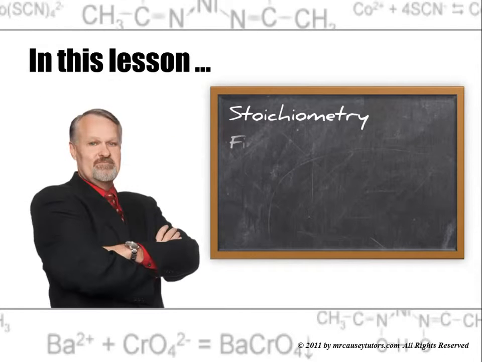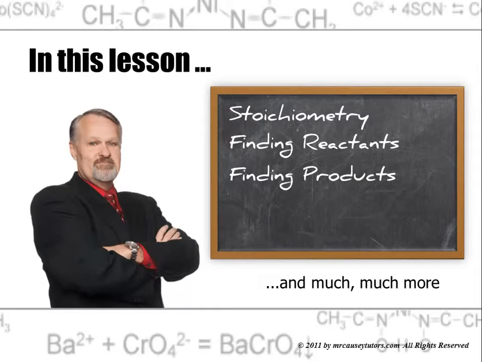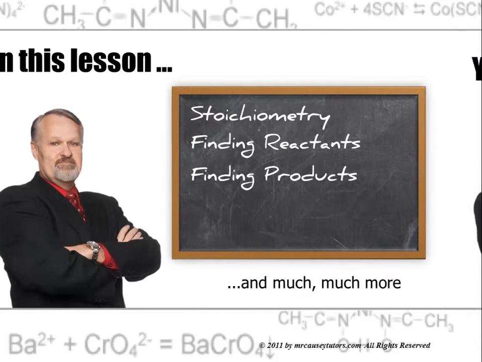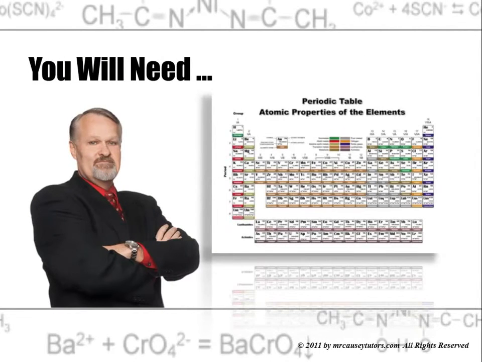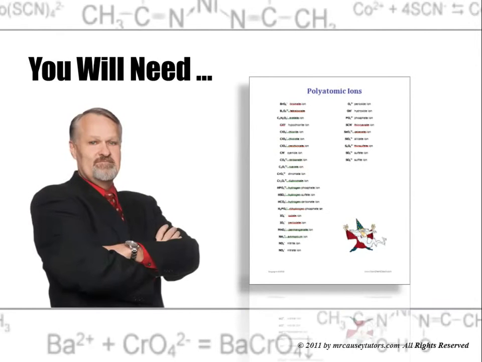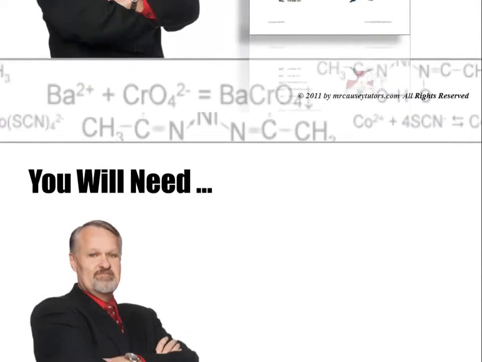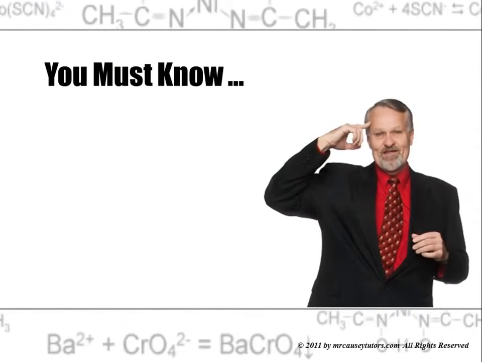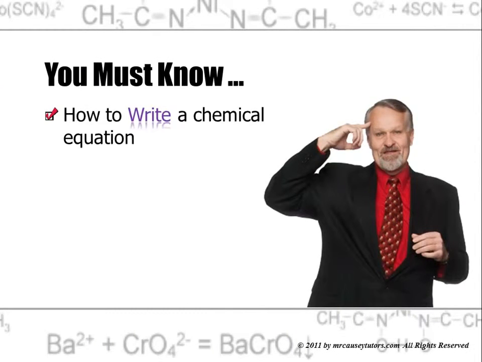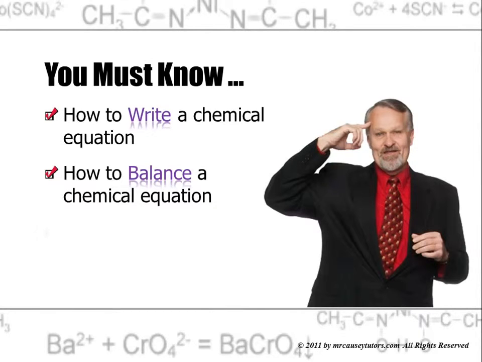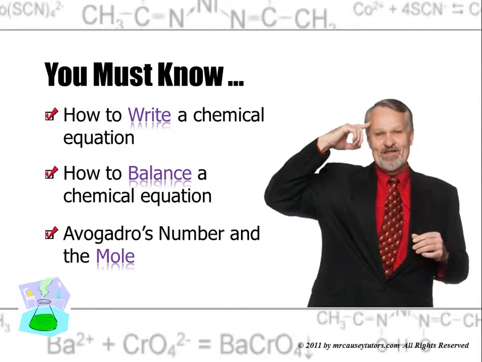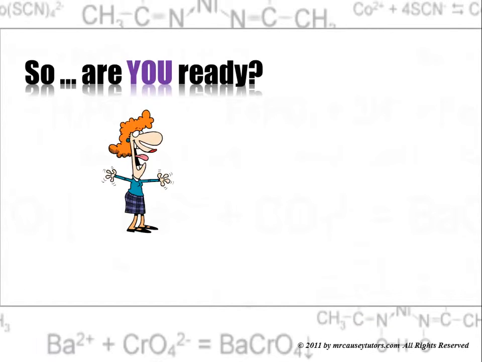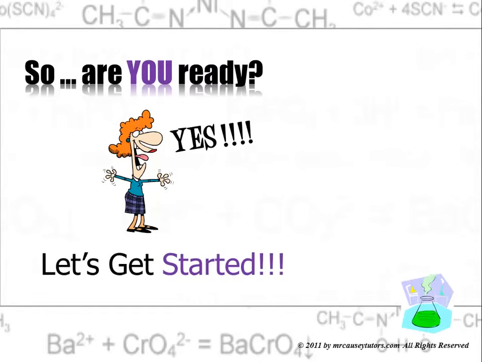In this lesson, we're going to talk about stoichiometry, finding the reactants, and finding the products. You'll need a periodic table, a polyatomic ions chart, and a calculator. And you must know how to write a chemical equation, how to balance a chemical equation, and Avogadro's number and the mole. So are you ready? Let's get started.